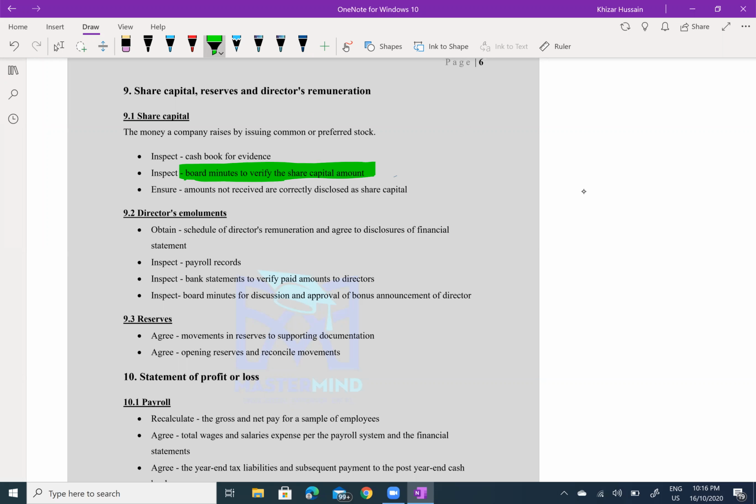So how much should be shown as the ordinary share capital? Remember, board minutes inspection is a very critical procedure in most cases. All right, board minutes, inspection, or obtain and inspect. All right.